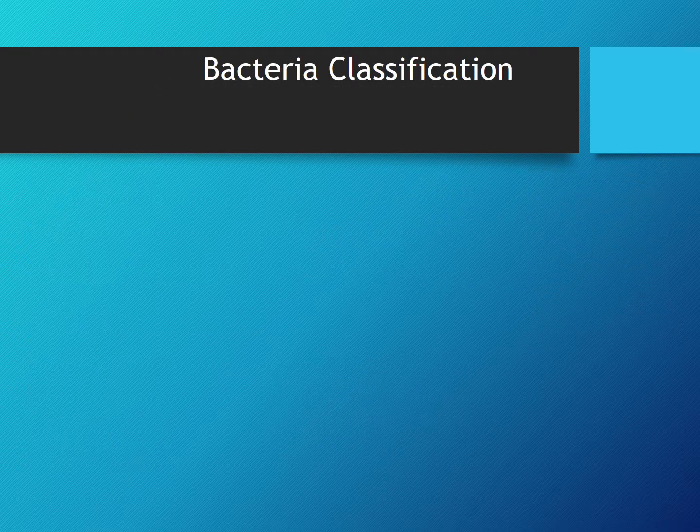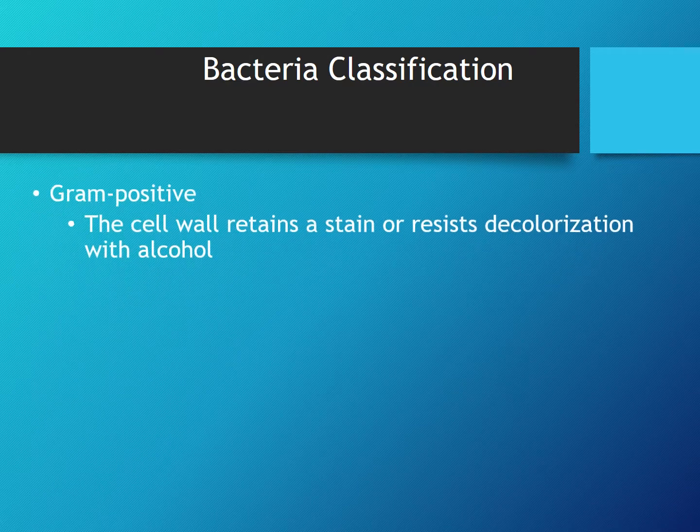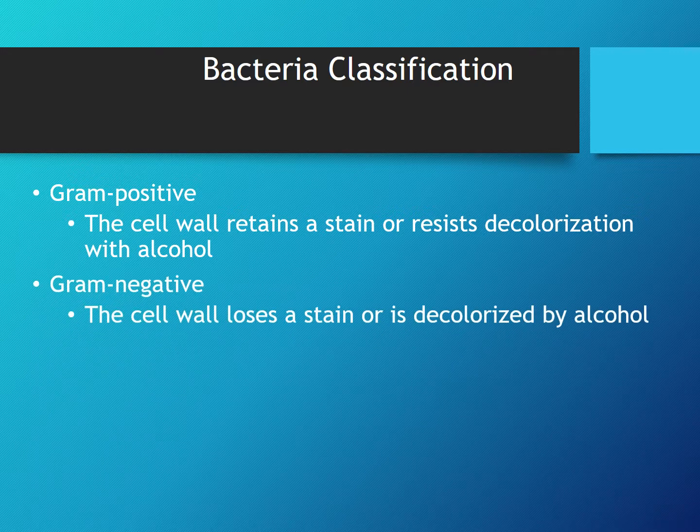So when we look at bacteria and how it's classified, it can be classified by being gram-positive, so the cell wall retains a stain or it resists decolorization with alcohol. Gram-negative loses the stain or is decolorized by alcohol. So we'll describe organisms as being gram-positive or gram-negative. And then we'll look at antimicrobials or anti-infectives that are effective against both of these types of organisms or maybe against one specific type of these organisms.